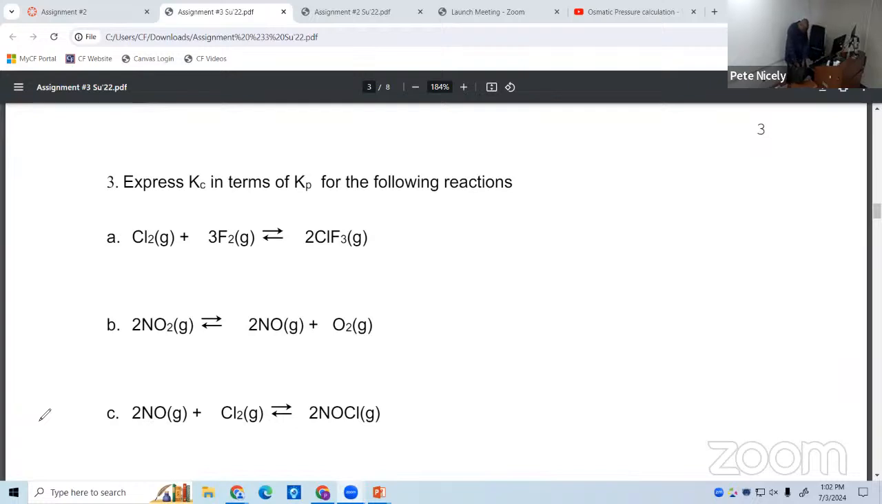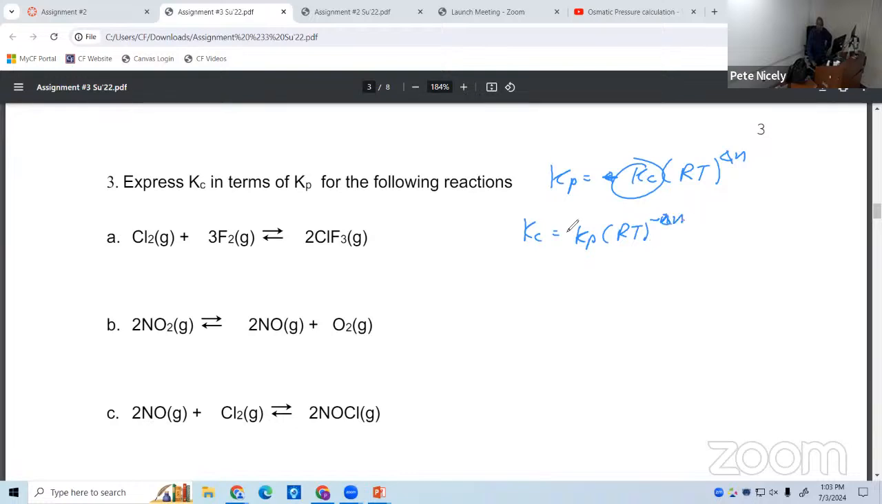So if you recall, the relationship between KC and KP is KP is equal to KC times RT raised to the delta N. What the question is asking for is KC in terms of KP. So what I would do is rearrange the equation to get KC is equal to KP times RT to the minus delta N, right?